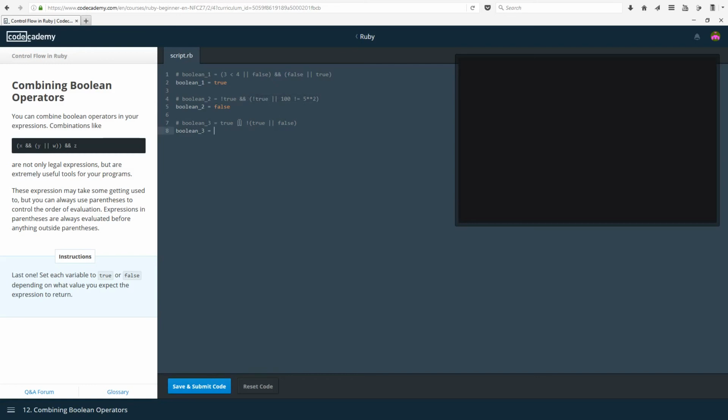Boolean 3, true or something. Well, because we have true and an or, we can automatically say it's true. But just for the heck of it, I am going to evaluate this as well. True or false, that's going to evaluate to true. Not true is going to be false. True or false, it's going to evaluate to true. Send and submit code and we are done, and that is correct.